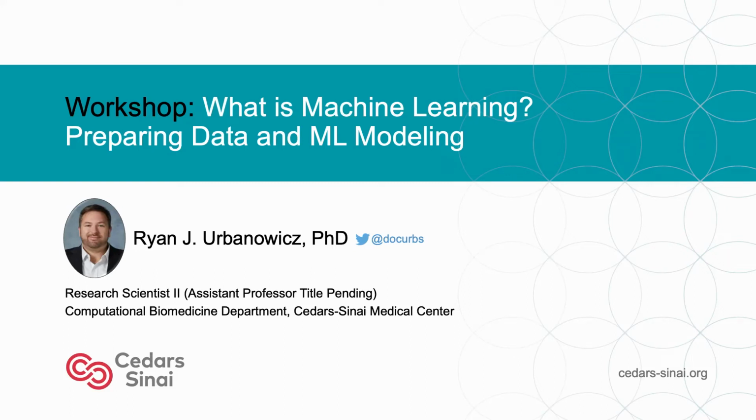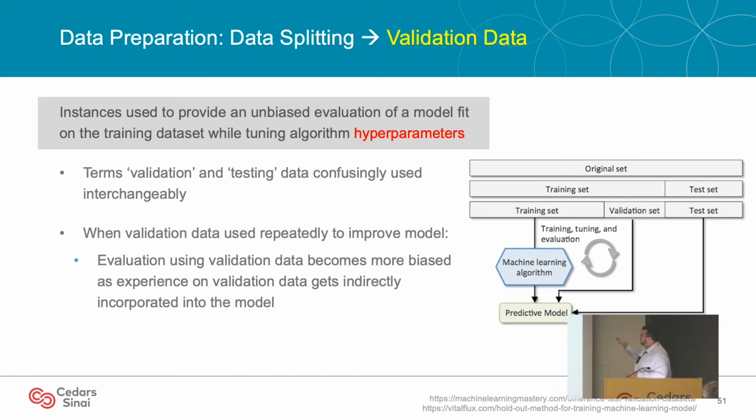Okay, just to reorient you to where we left off, we're still talking about data preparation, and we're still talking in the context of data splitting. We just talked about partitioning an original data set into a training and a testing set. So now I just want to mention validation data. These are instances that are used to provide an unbiased evaluation of a model fit on training data when tuning hyperparameters of an algorithm.